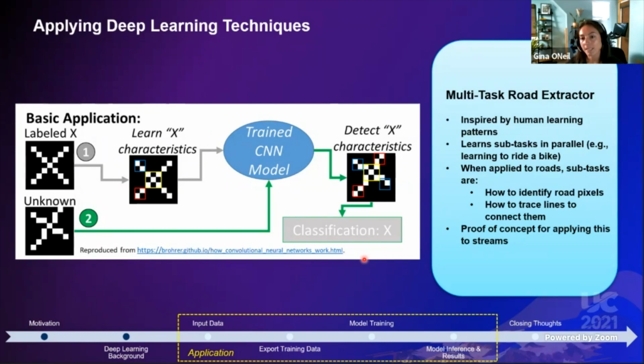So this model, as the name suggests, was created for extracting road networks, where the subtasks that it's programmed to learn are, 1, how do we identify road pixels? And 2, how do we trace lines to connect them, because we know that roads are part of a larger network. And if you think about it, these principles translate over really well to stream identification, and that's where this workflow really came from. So with the rest of the time, we're going to go through a proof of concept for applying this multitask road extractor model to stream extraction.